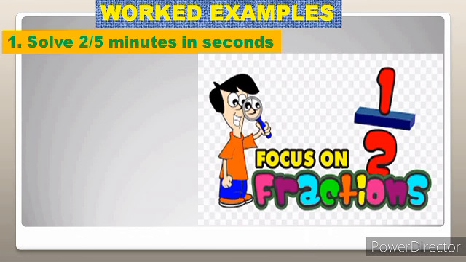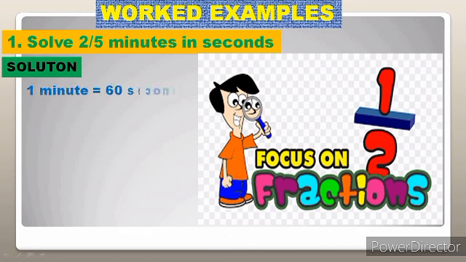Solve 2/5 minutes in seconds. Now, the first thing you notice there is that the 2/5 minutes, we need to convert it to seconds. So it means we are going to look for how many seconds is in a minute. 60 seconds make 1 minute. So in every 1 minute we have 60 seconds.